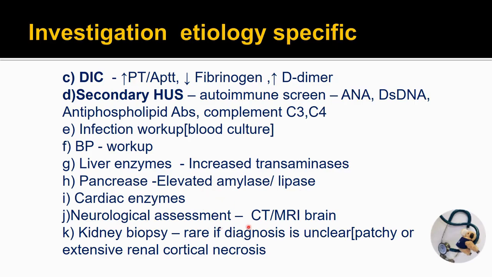Neurological assessment, CT and MRI brain can be done if there is neurological involvement. And the role of kidney biopsy: it is rarely required and rarely done. Sometimes, if the diagnosis is not clear, only then you need to do a kidney biopsy, otherwise this is not done routinely. So these etiology-specific investigations you do not do for all children or all individuals. Based on the history and your physical examination, you select some of the investigations as per the etiology.